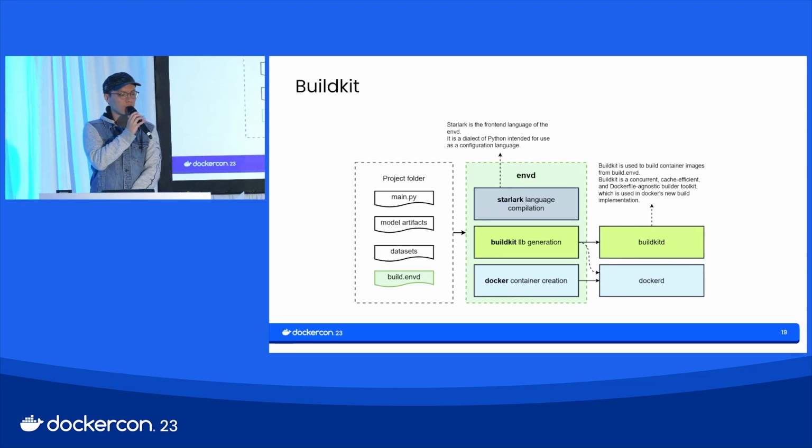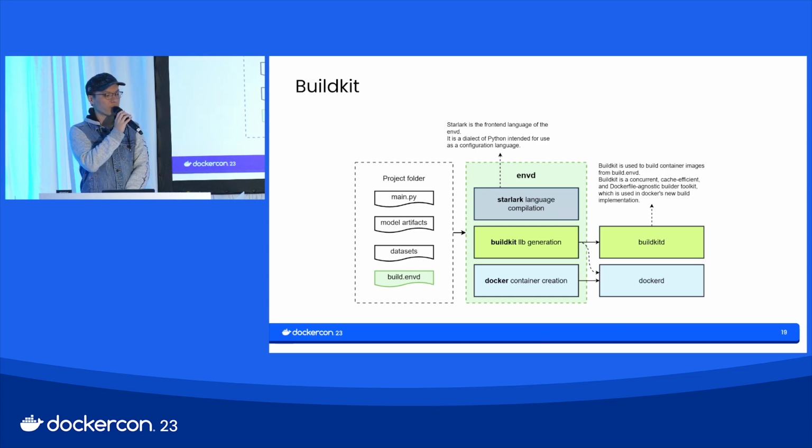So here's an architecture of envd using Buildkit. You have your project folder, and an extra build.envd file is all you need for your environment from development to production. Inside envd, we have a Starlark language compilation to convert the envd file into our internal intermediate representation. And then we will convert it into the Buildkit LLB.